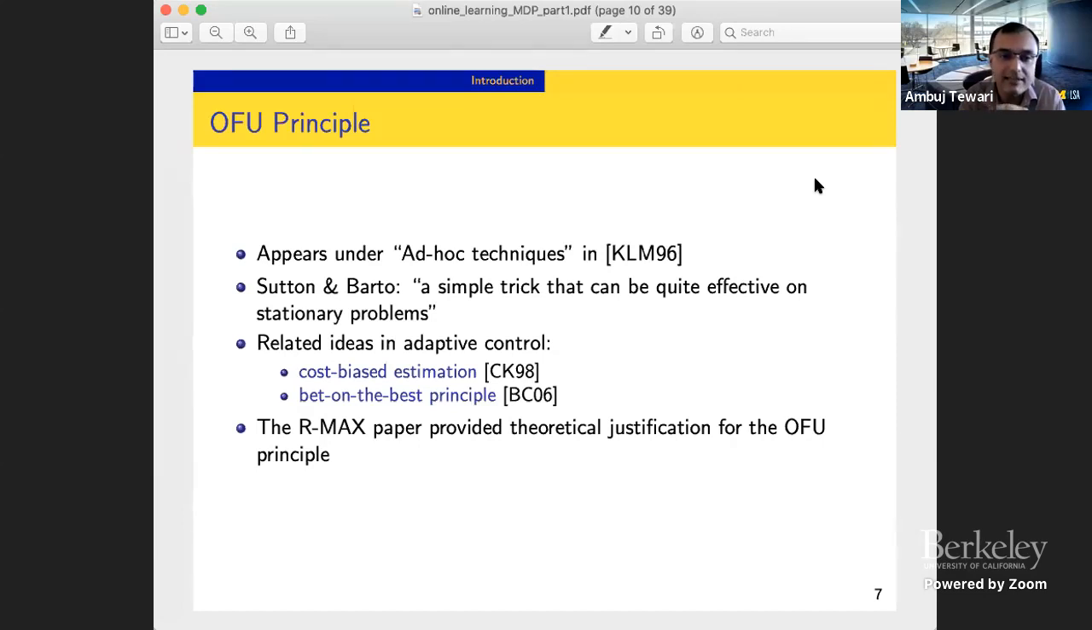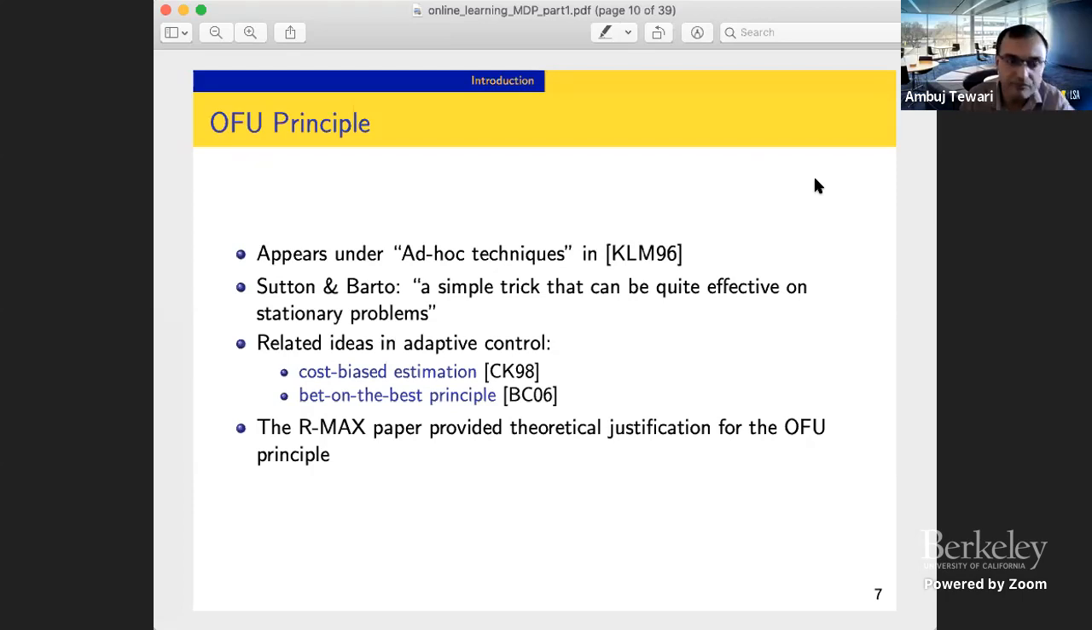And it has, I think, a long history. It definitely appears in that survey that I talked about, the 1996 survey by Kaelbling, Littman, and Moore, in a section called ad hoc techniques. It just appears there because back then I believe there was not enough understanding of whether you could actually theoretically prove something about this type of principle.